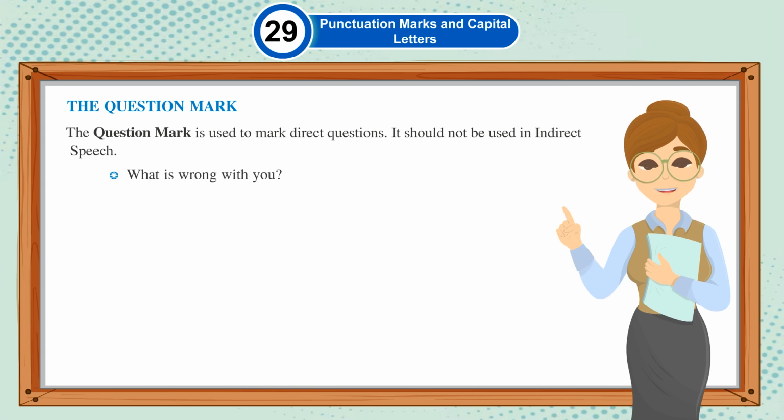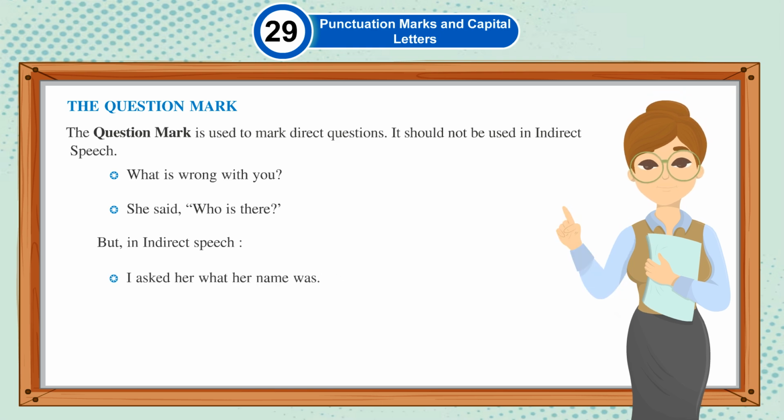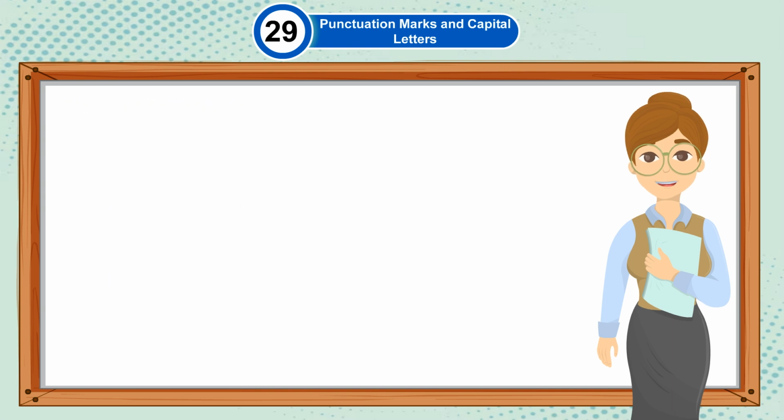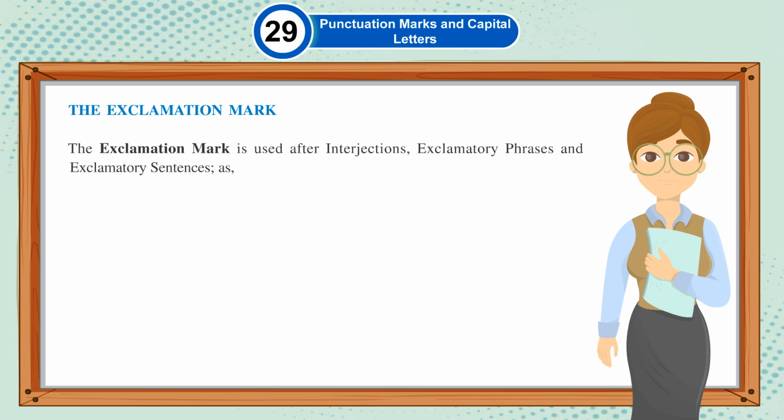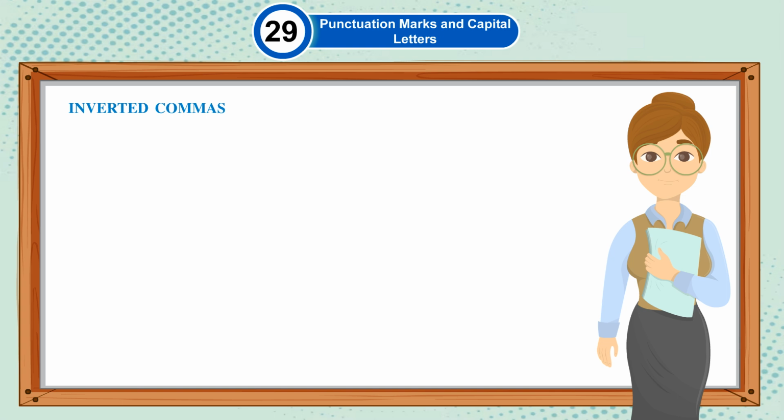It should not be used in indirect speech. What is wrong with you? She said, "Who is there?" But in indirect speech: I asked her what her name was. The exclamation mark. The exclamation mark is used after interjections, exclamatory phrases and exclamatory sentences, as: Alas! Bravo! Ah! Oh! Hear, hear! What luck! How it rains! Well done!